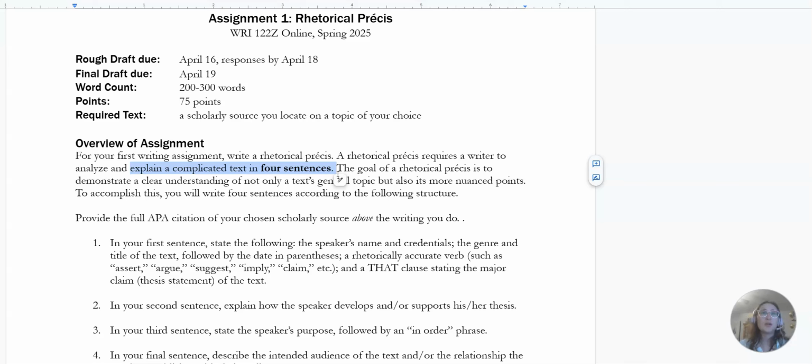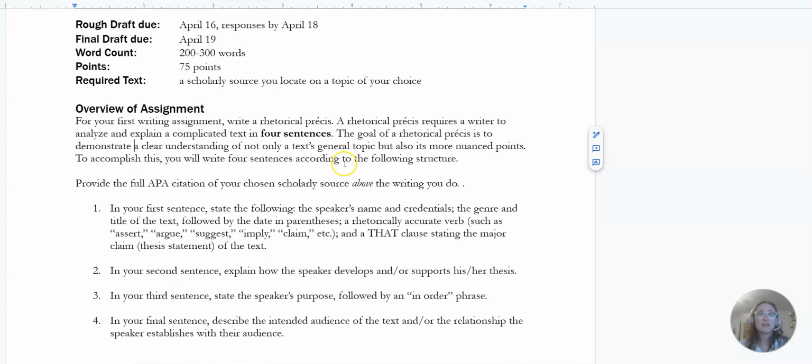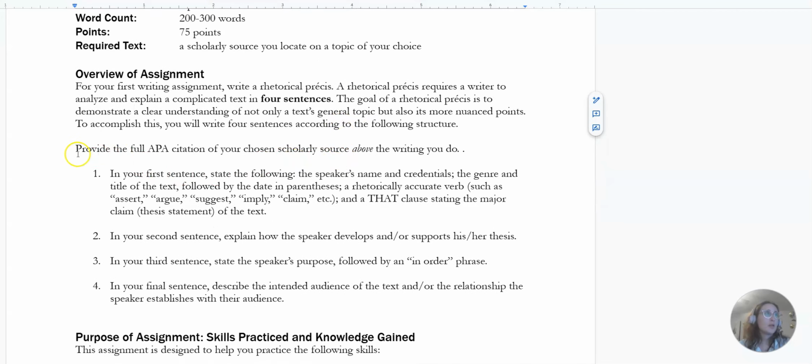So that's pretty short. 200 to 300 words, though, is a lot for 4 sentences. But you can't go over 4 sentences for this one, and the reason for that is because I want you to practice complex sentences, editing run-ons, and being concise while also giving us enough details about what this source is about. So the goal is to demonstrate a clear understanding of the text's general topic, but also nuanced points that make it unique, and you're going to write 4 sentences according to this structure.